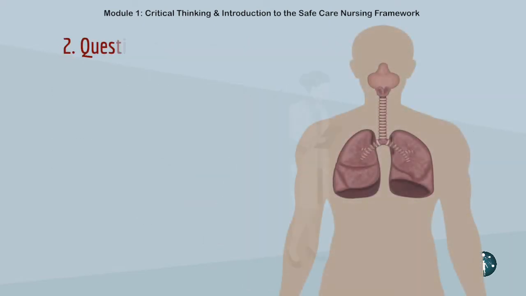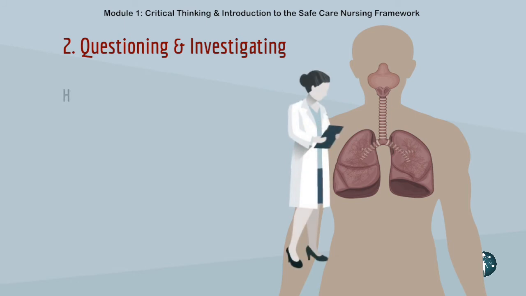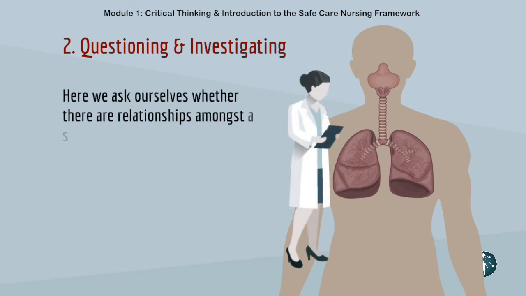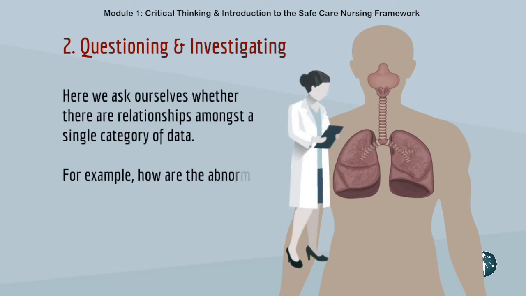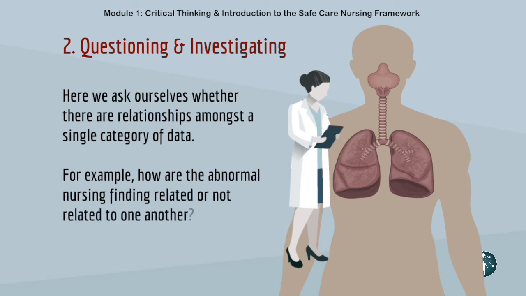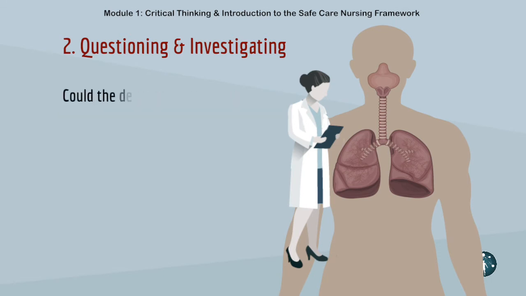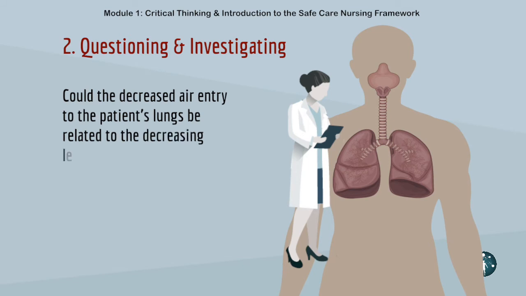Number 2, questioning and investigating. Here we ask ourselves whether there are relationships amongst a single category of data. For example, how are the abnormal nursing findings related or not related to one another? Could the decreased air entry to the patient's lungs be related to the decreasing level of orientation?